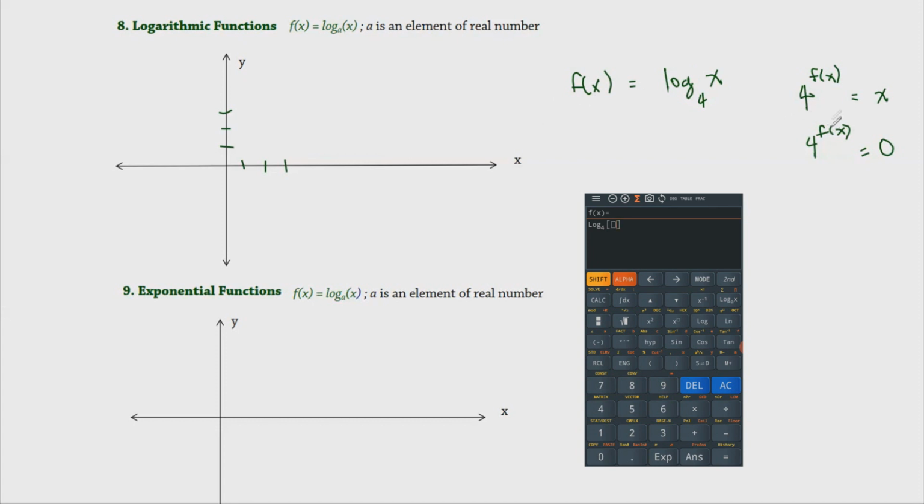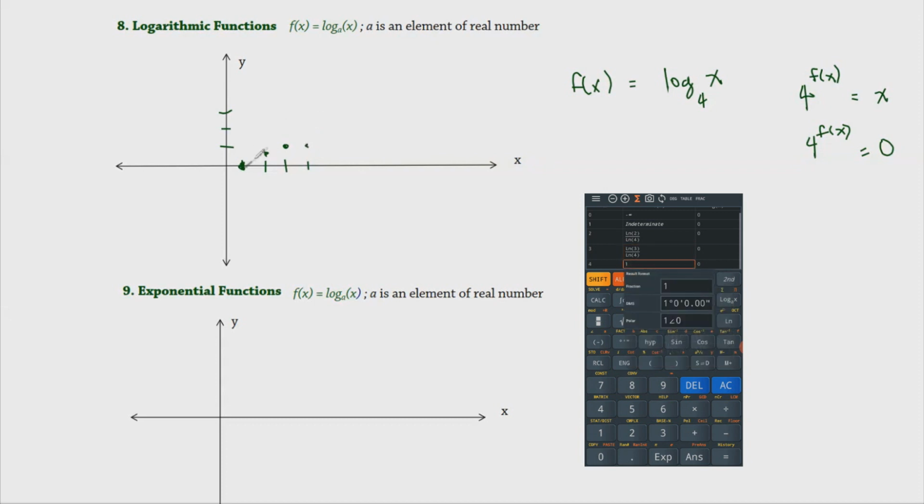Now if x is equal to 1, then f of x is always equal to 0. So in all logarithmic functions that look like this, you will always get the ordered pair 1, 0. So you always have this point. Then if you proceed further, the graph would increase little by little, and that's how our logarithm works. So at 4 we get 1.